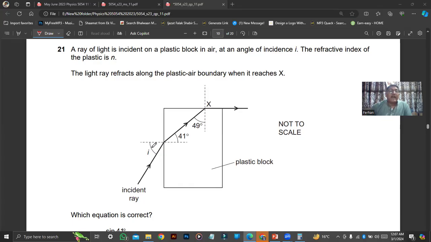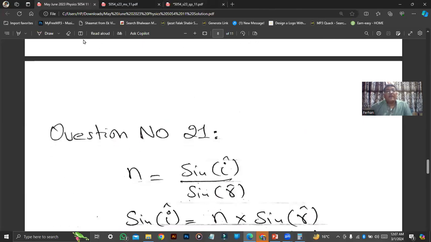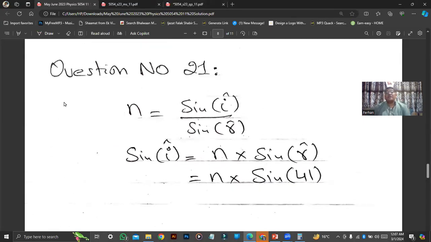Here this is the angle of incidence, and this is the angle of refraction. 41 is the angle of refraction. You know the refractive index n is equal to sine i by sine r. Here, remember one thing, that we always keep that angle in the numerator which is in the rare medium. So n is equal to sine i by sine r, so sine i will be equal to n multiply sine r. So it will be n multiply sine 41. Just enter it into your calculator.